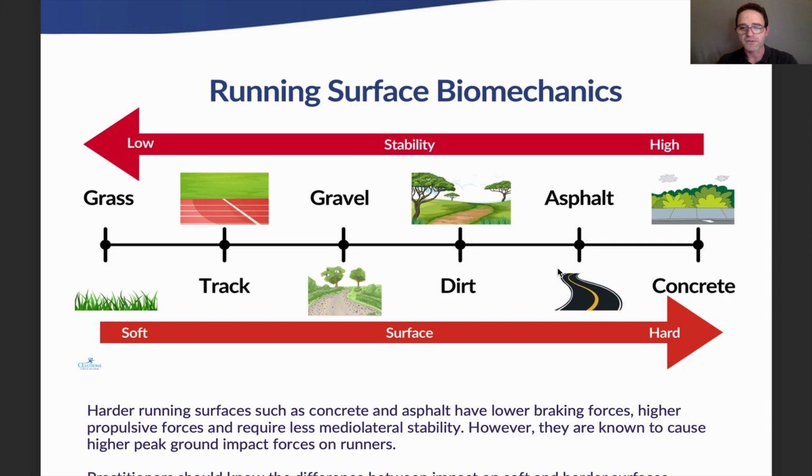Whereas your concrete surface is going to be a harder, more abrupt peak impact force, but you aren't going to get it for as long of a time. There's another thing to talk about here as well, and that is running economy. So when you're on a softer surface, you're going to land on the ground. It's going to have a higher braking force, which means it's going to slow you down more.